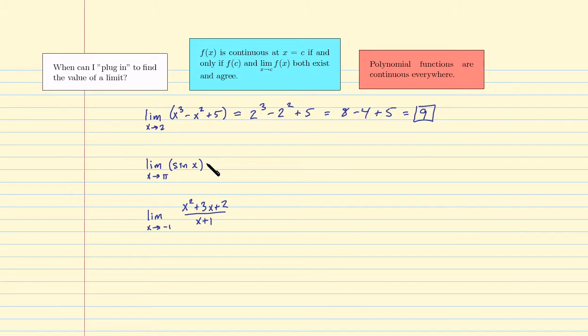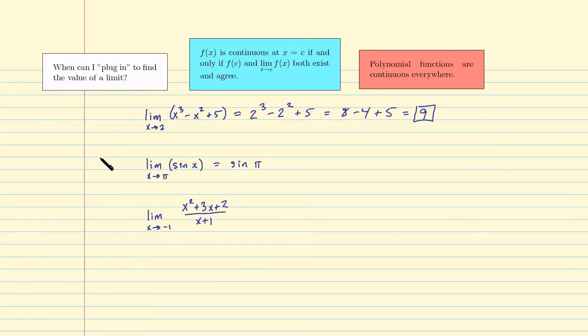Now, the same thing goes down here. As x approaches pi, well, can I just plug in pi and crank this out? It depends. Is sine of x continuous at pi? Well, sure it is. Just like polynomial functions are continuous everywhere, sine of x and cosine of x, those two functions are also continuous everywhere. So I am free to plug in the pi and drop my limit here and just say this is sine of pi.